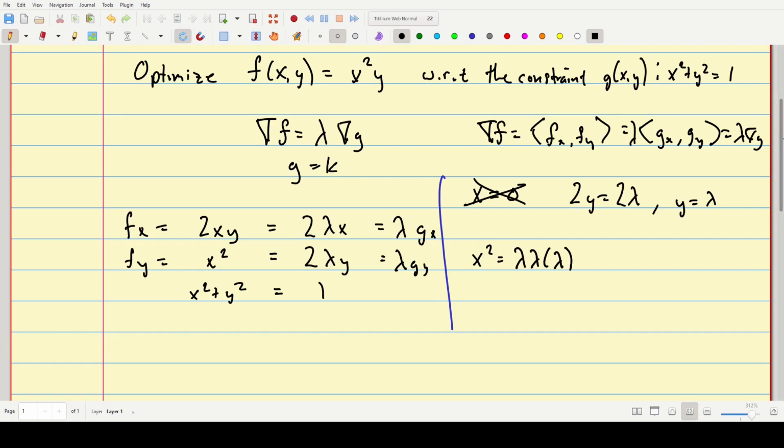We can plug that into the second equation. Sorry, I wrote lambda 3 times instead of a 2. All right, they look close enough.